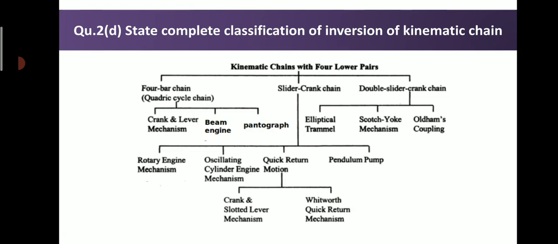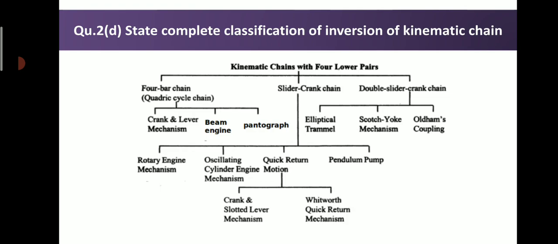Question number 2d was state the complete classification of inversion of kinematic chain. It is classified into 3 categories. Number 1 is the 4-bar chain, which is also called the quadric cycle chain. This 4-bar chain is divided into 3 parts: crank and lever mechanism, beam engine, and pantograph. The second classification of inversion of kinematic chain is the single slider crank chain. It further has 4 classifications. Rotary engine mechanism is the first. Number 2 is the oscillating cylinder engine mechanism. Number 3 is the quick return mechanism, and number 4 is the pendulum pump.